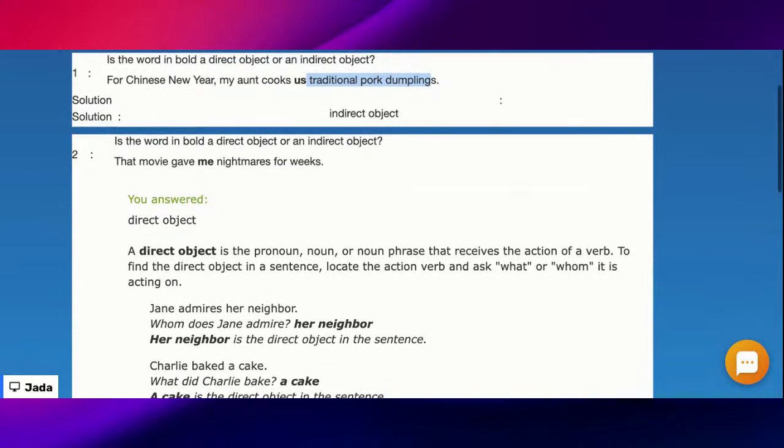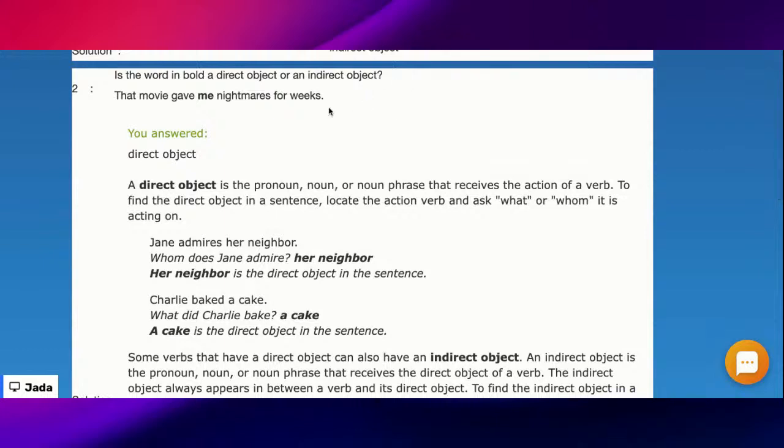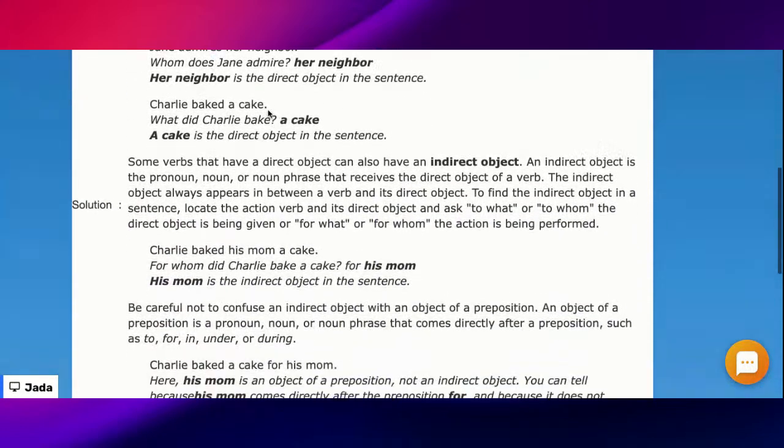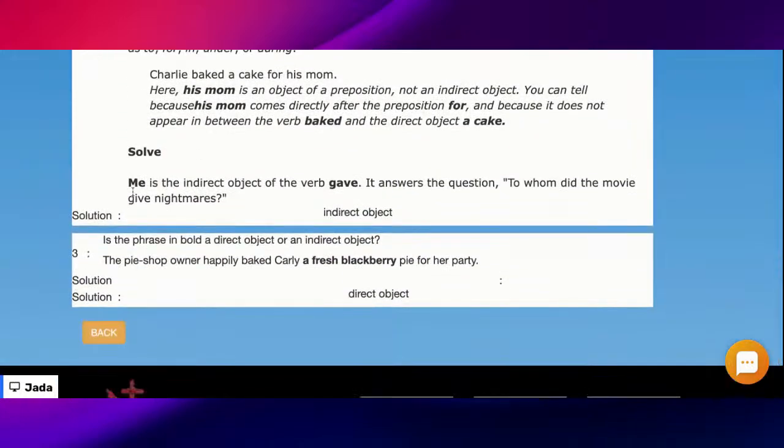Okay? Is the word in bold a direct object or an indirect object? The movie gave me nightmares for weeks. So now, me is the indirect object of the verb give. It answers the question, to whom did the movie give nightmares? So it gave it to me.